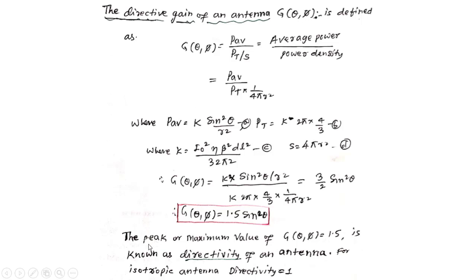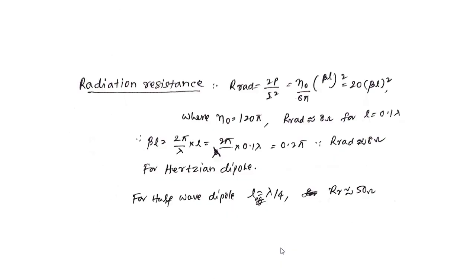The peak or maximum value of G theta phi is given by 1.5 when sin square theta is 1, and this is known as the directivity of an antenna. But for an isotropic antenna, the directivity is equal to 1.